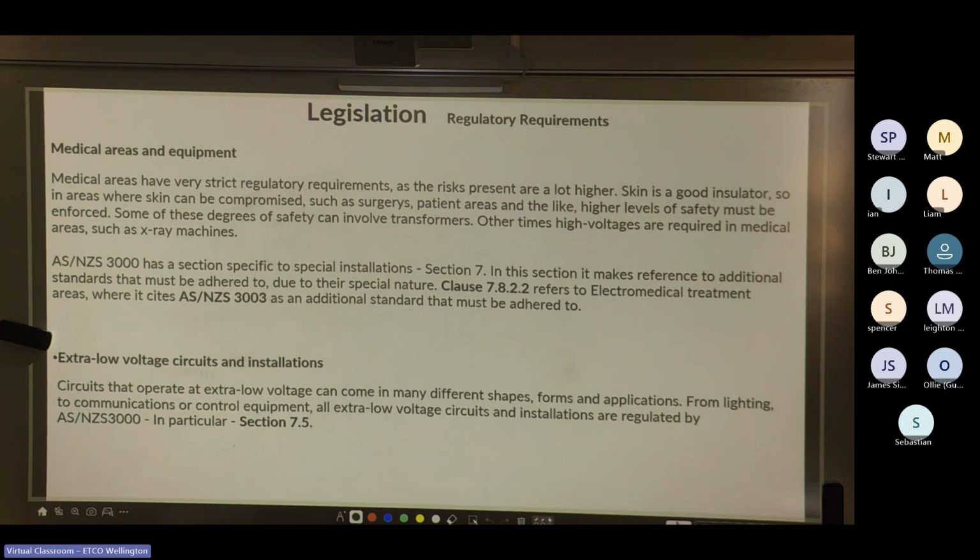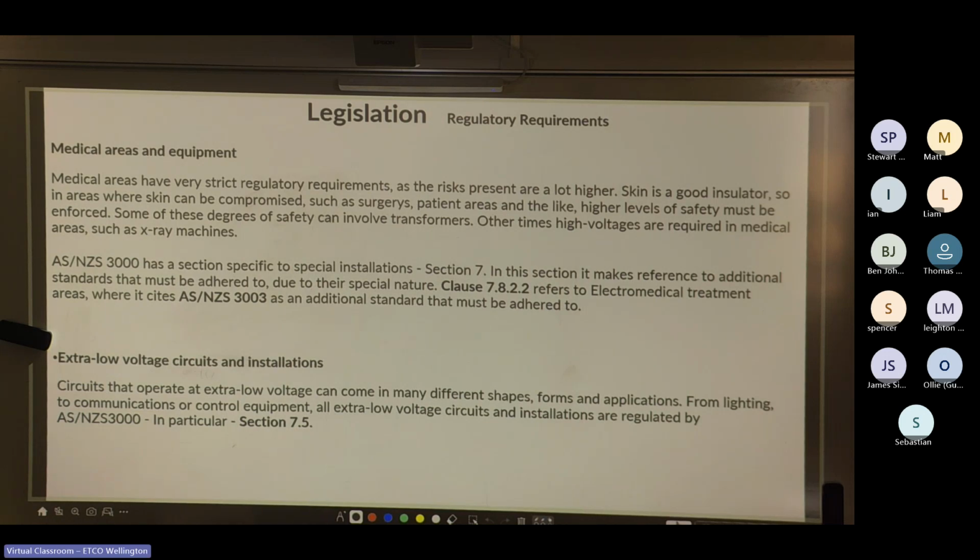Cool, so legislation. So medical areas and equipment. Medical areas have very strict regulatory requirements as the risks present are a lot higher. Skin is a good insulator, so in areas where skin can be compromised, such as surgeries and patient areas, higher levels of safety must be enforced. Some of these degrees of safety can involve transformers. Other times, high voltages are required in medical areas, such as X-ray machines.